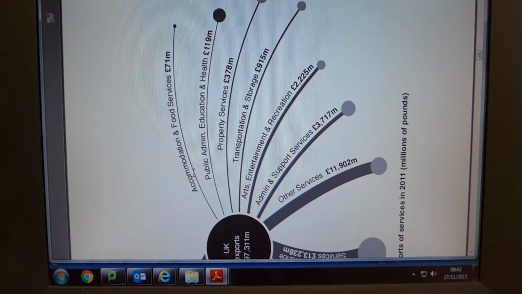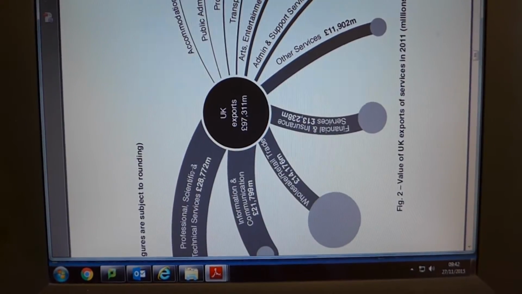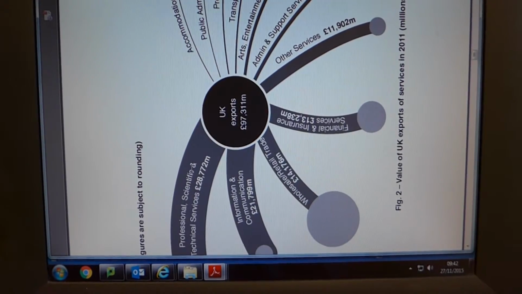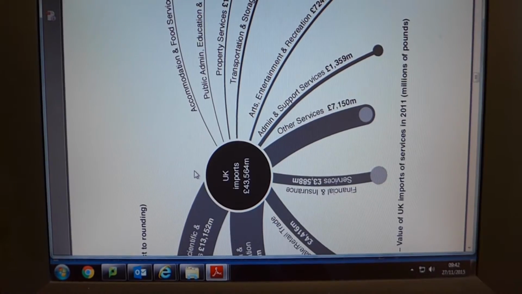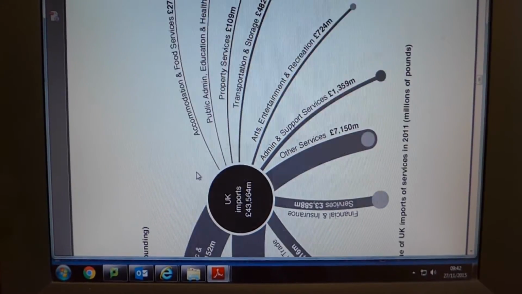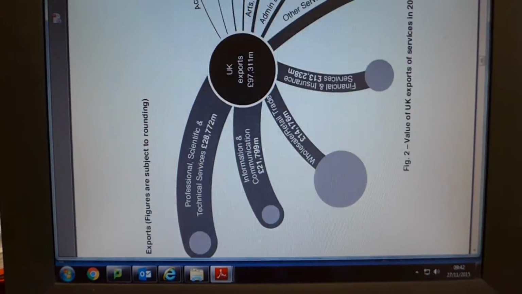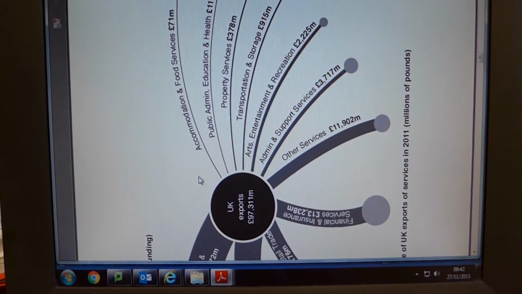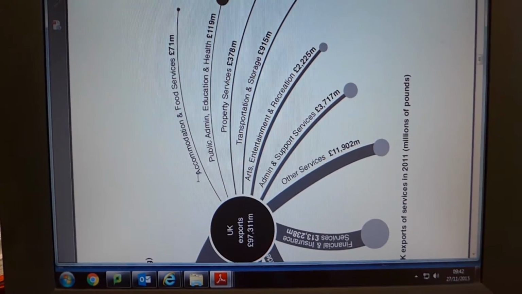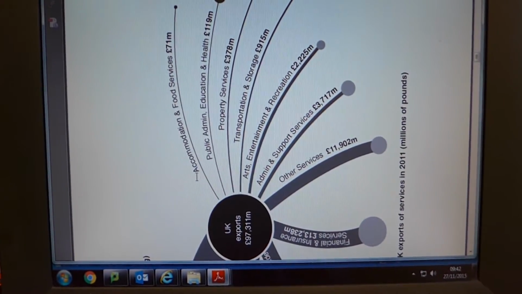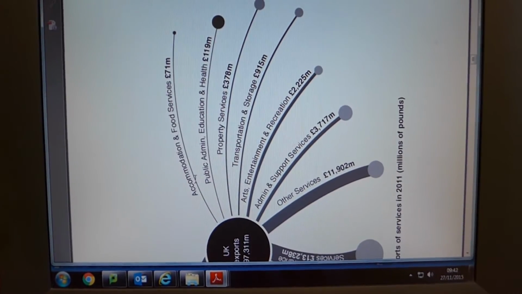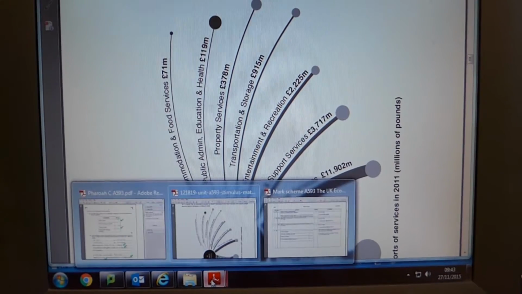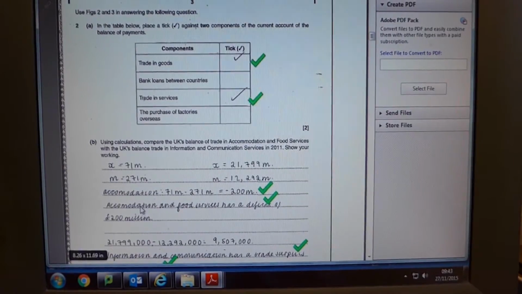So we've got the value of UK exports of services in 2011, and then we've got the value of UK imports of services in 2011. So this is calculating what we would refer to as the services balance. It's not calculating the overall current account balance, so you need to be careful about that. And the questions that you're asked on this, again, fairly straightforward.